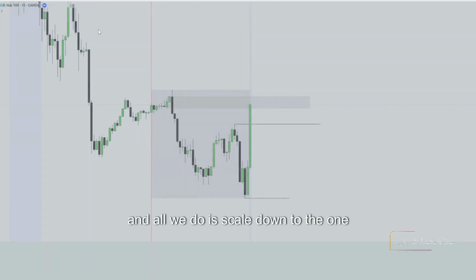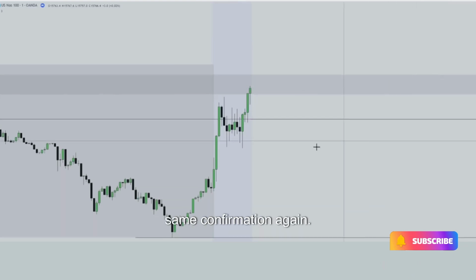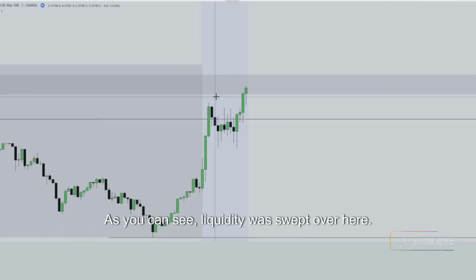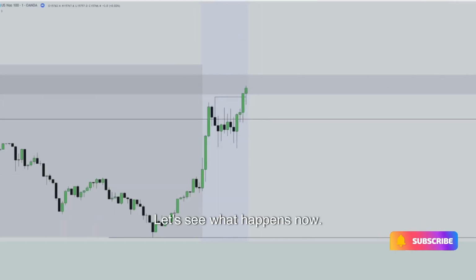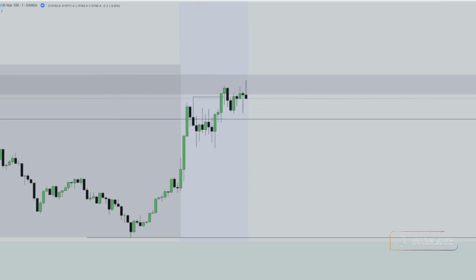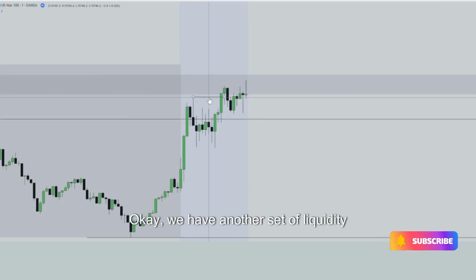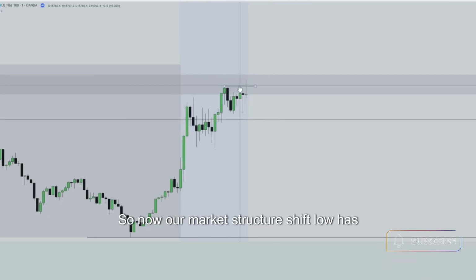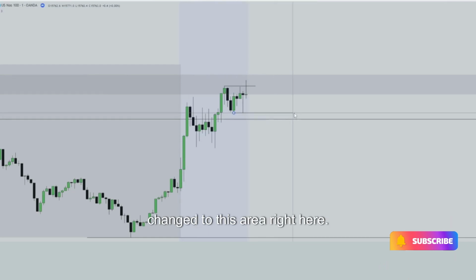And all we do is scale down to the 1 minute time frame and just look for that same confirmation again. As you can see, liquidity was swept over here. Let's see what happens now. Okay, we have another set of liquidity being swept right here. So now our market structure shift low has changed to this area right here.